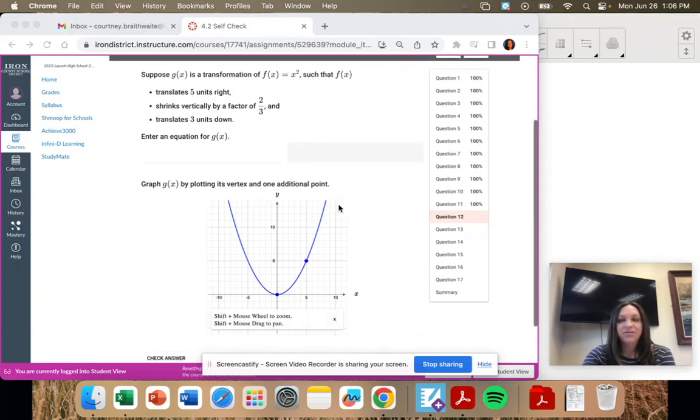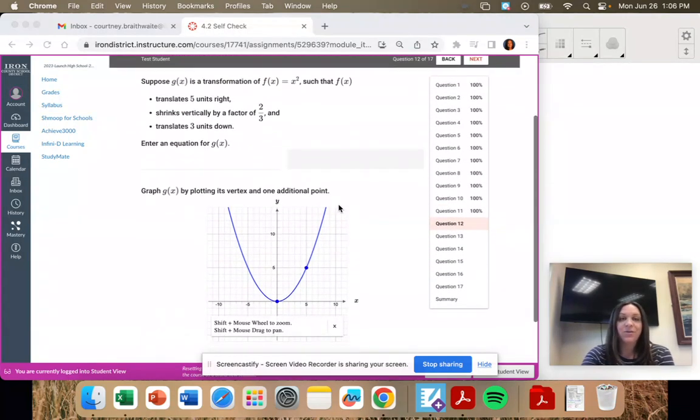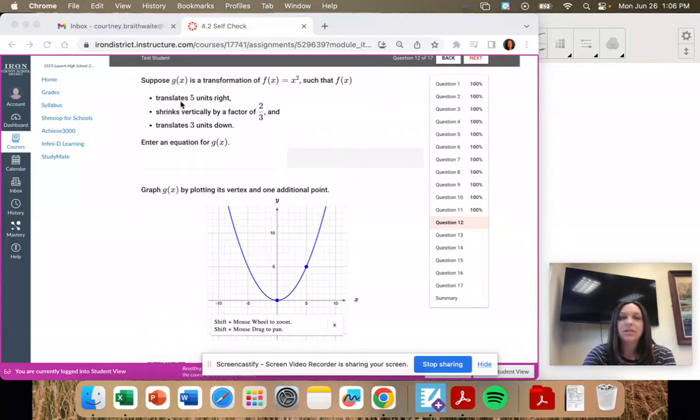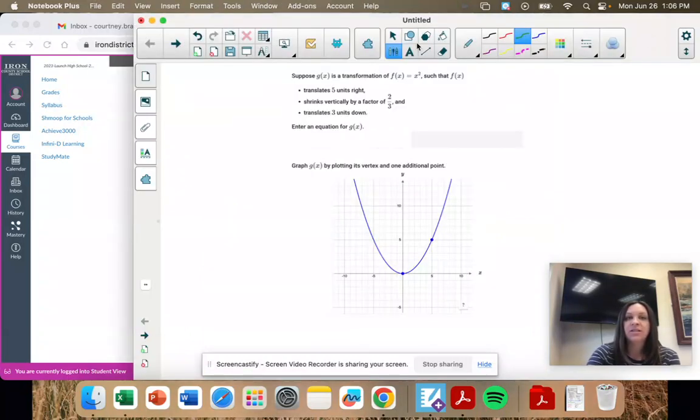Okay, number 12 looks a little different than the other ones we've been doing. So suppose g of x is a transformation of our parent function. So remember x squared, we call that our parent function, and it's just a parabola through 0, 0. And when we have all these movements, they're called transformations.